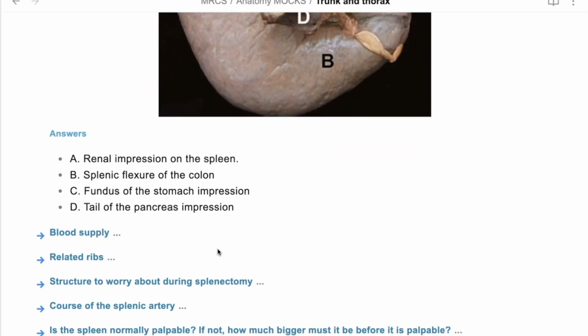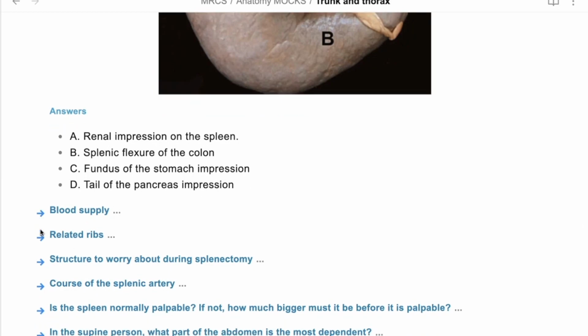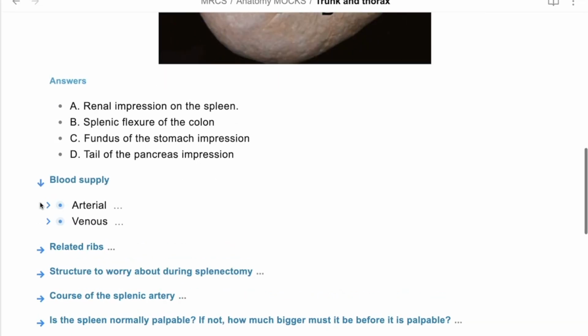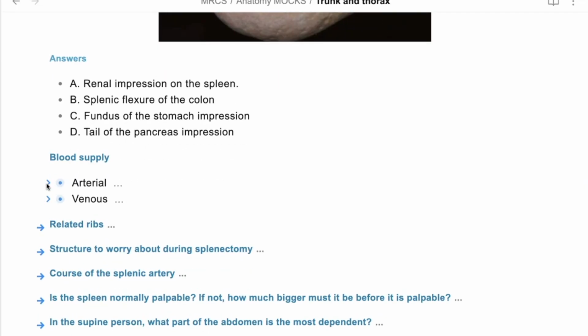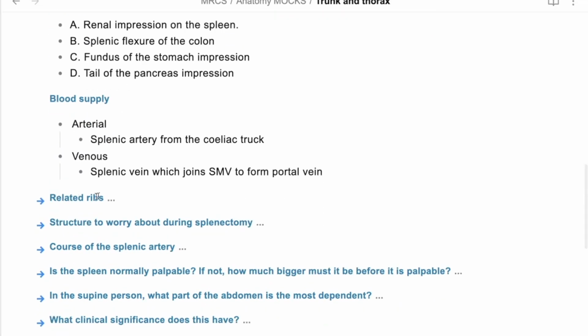Can you tell me the blood supply of the spleen? Yes, the blood supply is mainly through the splenic artery, which is a branch of the celiac trunk. And venous drainage is from the splenic vein, which combines with the superior mesenteric vein to form the portal vein. All right, well done. I'm glad that you divided into arterial and venous.